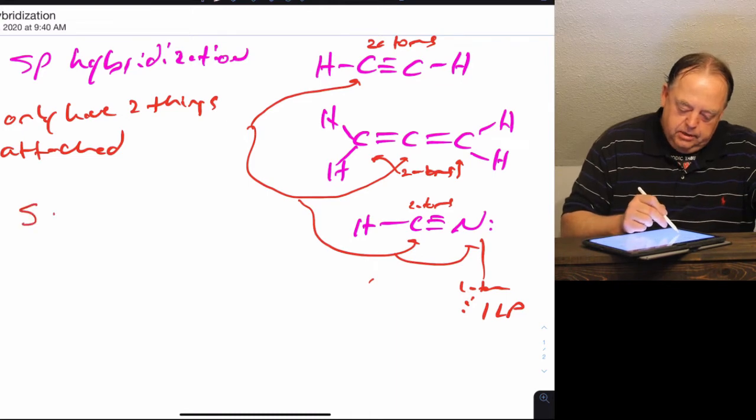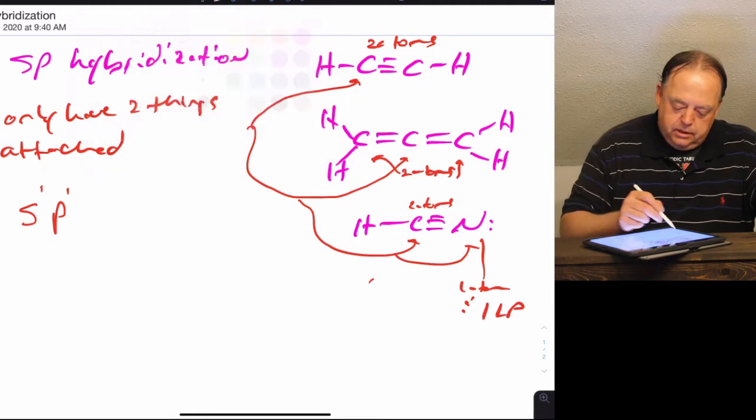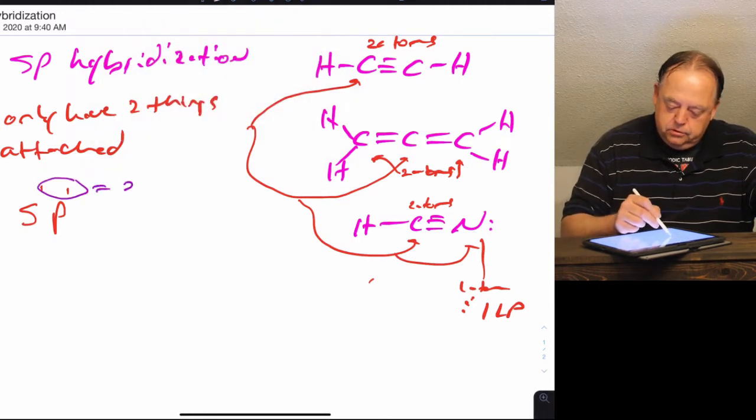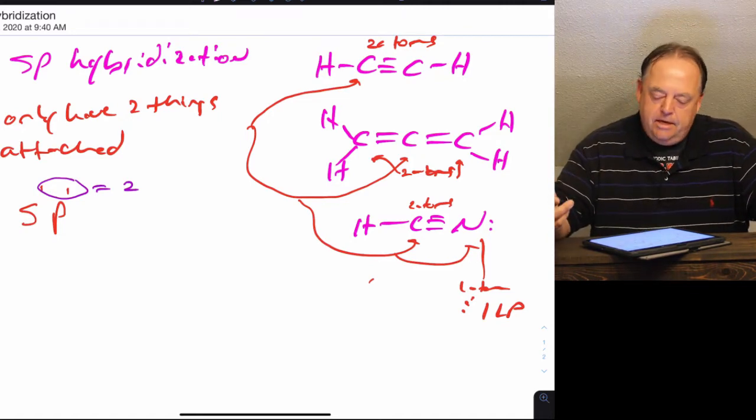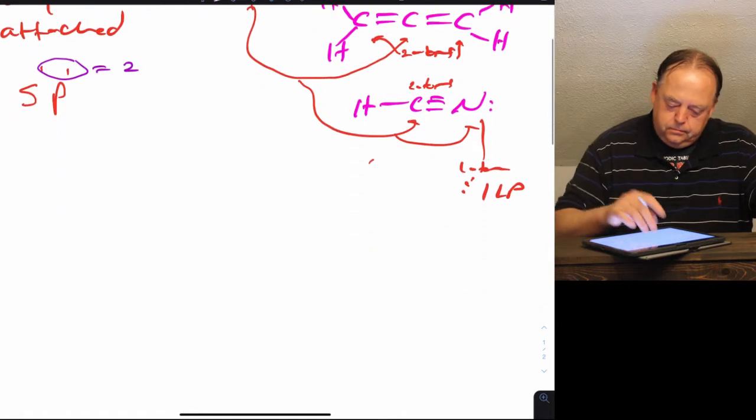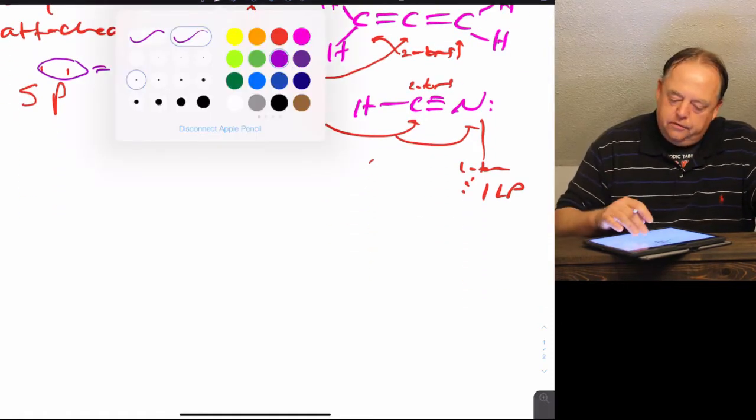And so again, easy way to remember that. If you have one s and one p, so one of each of them, and if you add those two things together, the superscripts, you get two. So if you need two things attached to something, it needs to be sp hybridized. Okay, so let's go through what the orbitals look like for this first molecule.